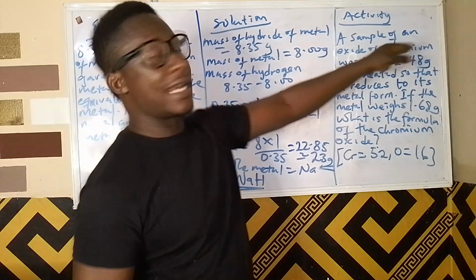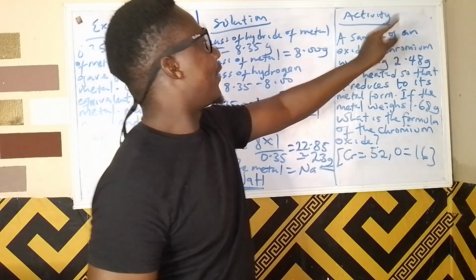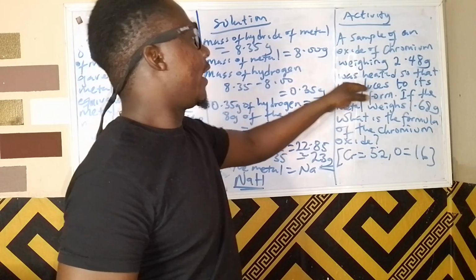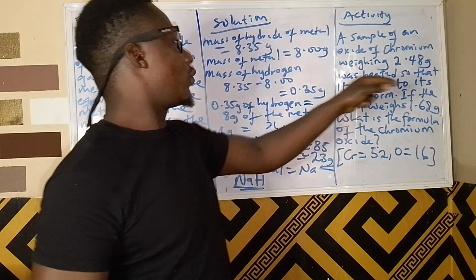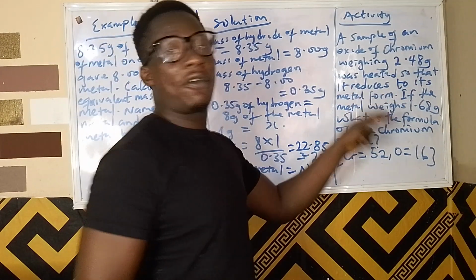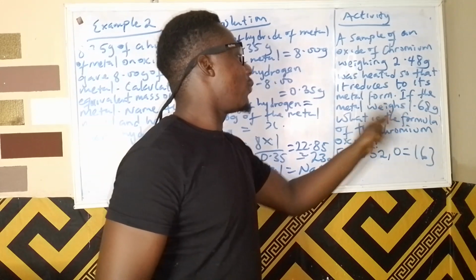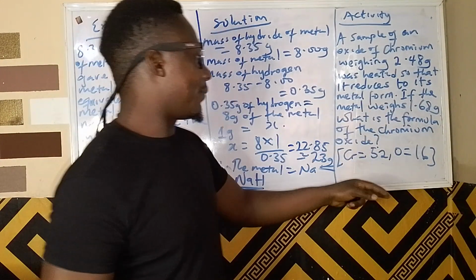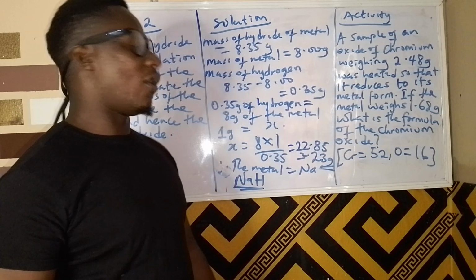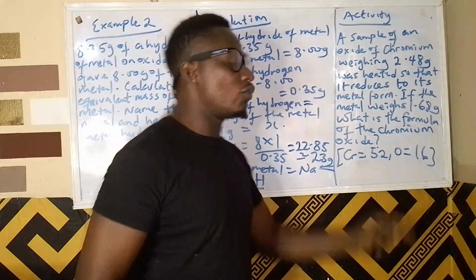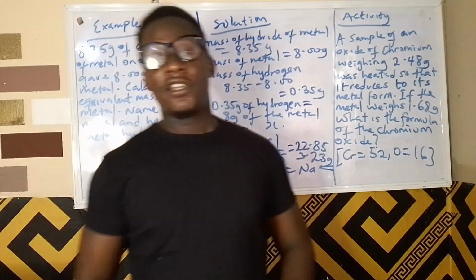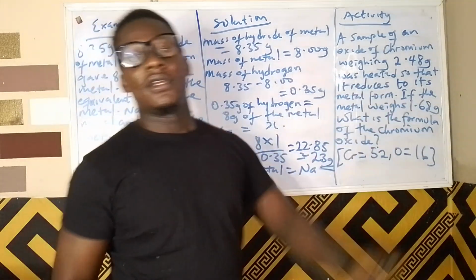The question says this is an activity for you to do. A sample of an oxide of chromium weighing 2.48 gram was heated so that it reduces to its metal form. If the metal weighs 1.68 gram, what is the formula of chromium oxide? Chromium is given as 52 and oxygen is given as 16. So you can try this question out and see what you got.